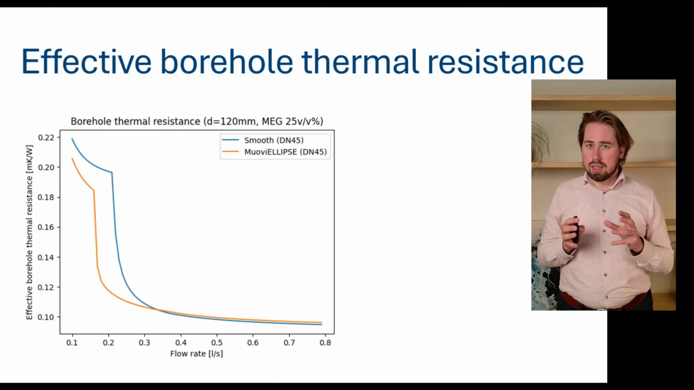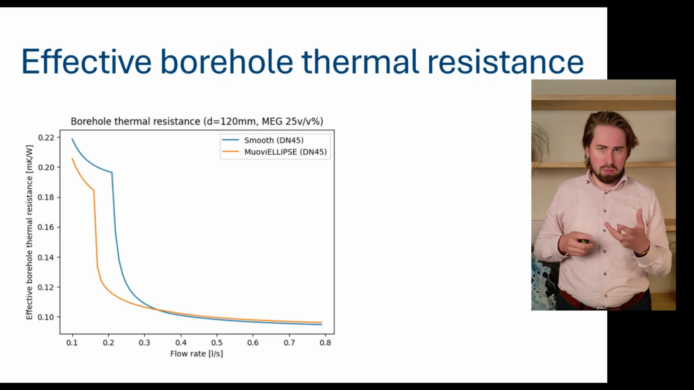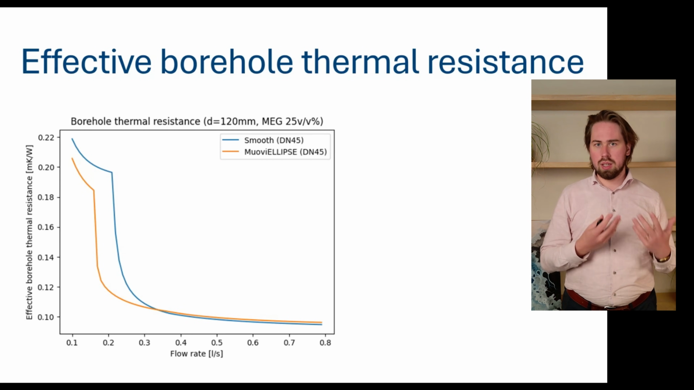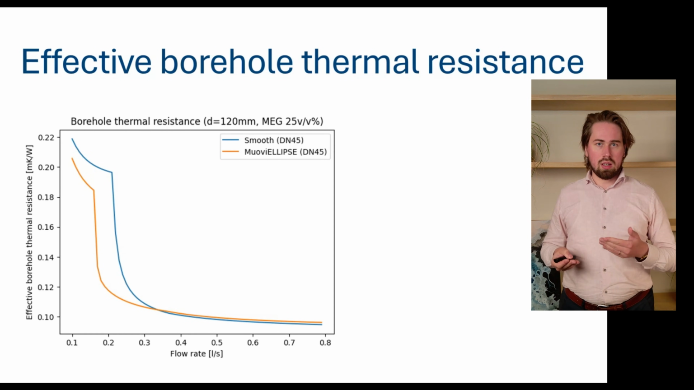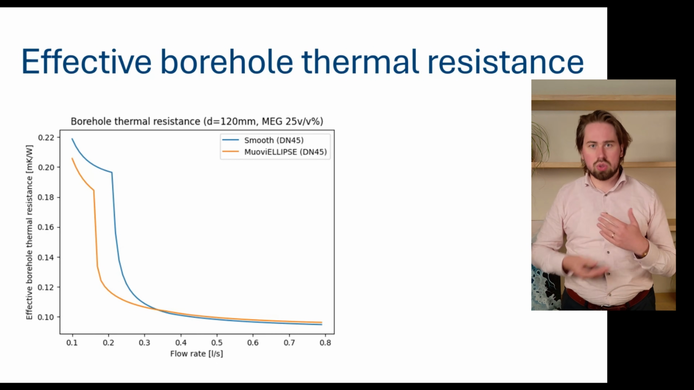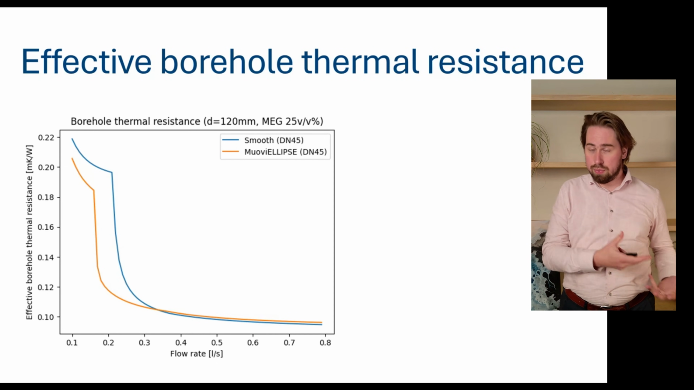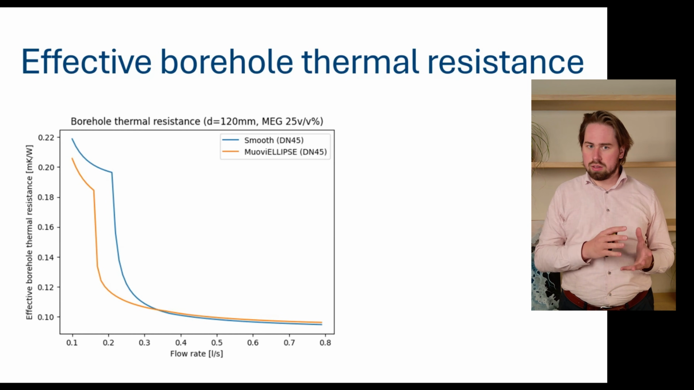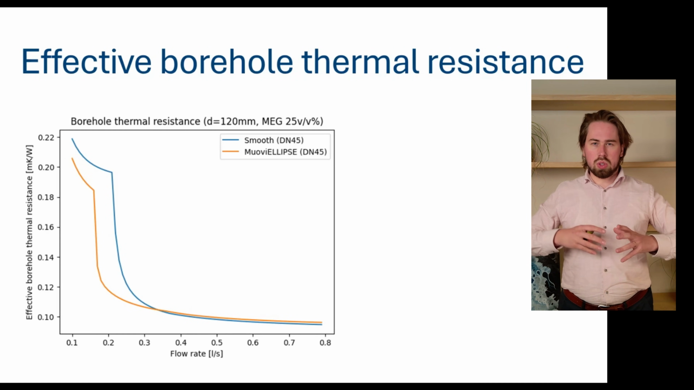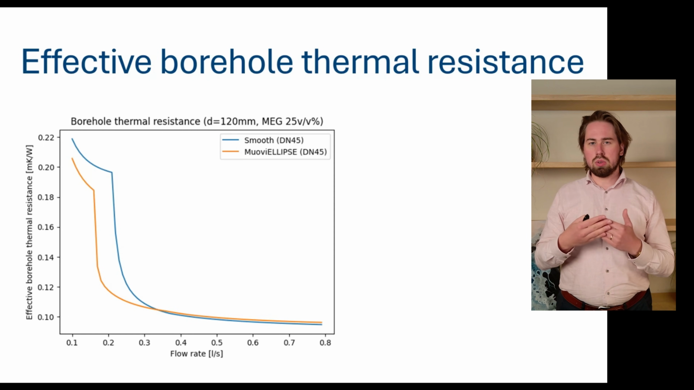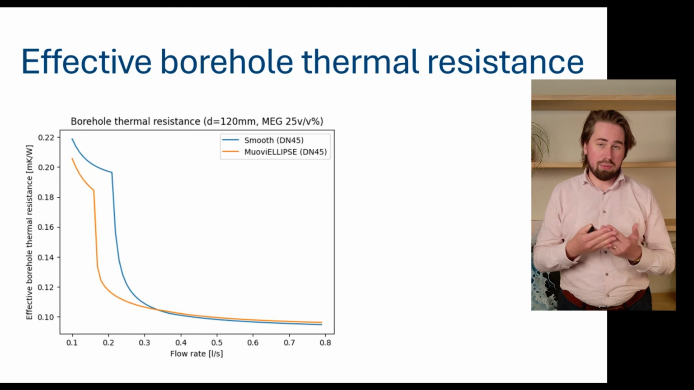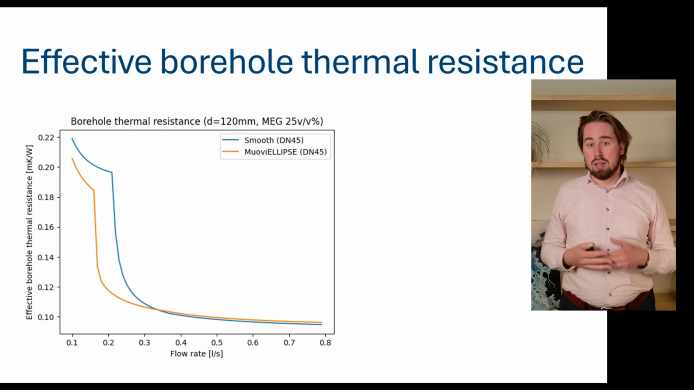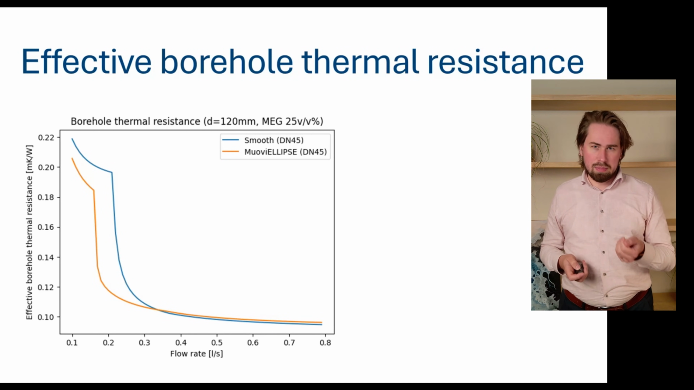And what you can see is that the onset of turbulence, the sudden jump in borehole resistance, occurs sooner for the MuoviELLIPSE than for the smooth pipe. That's because of these fins, they induce turbulence sooner, at a Reynolds number of 1850 instead of 2300. So that's really clear here. But also when we go towards higher flow rates, we see that both probes have almost the same effective borehole thermal resistance. In fact, the smooth pipe is even slightly better.